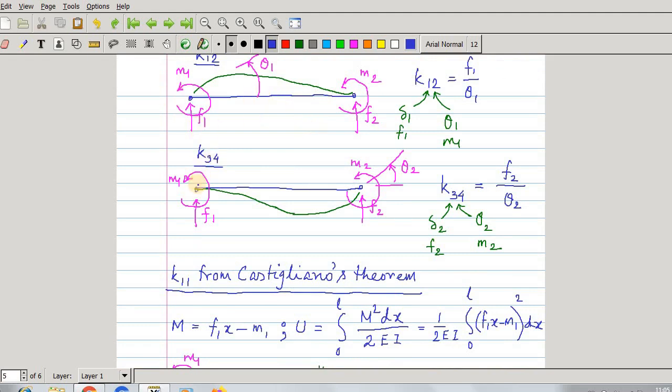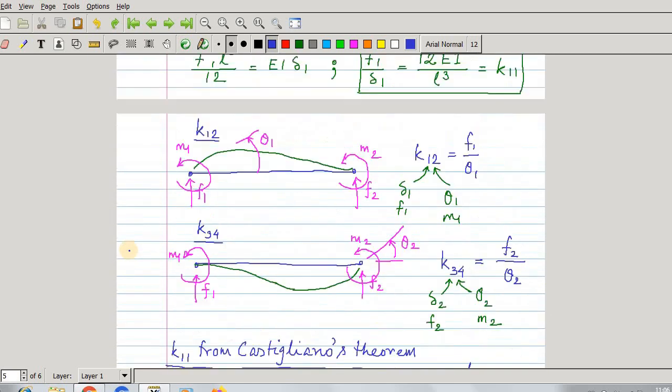Now what would be K34? What is the diagram for K34? So force at 3 due to unit displacement at 4. Unit displacement at 4 means this is positive theta 2 given. So this is the fourth degree of freedom, theta 2 given, and delta 2, delta 1, theta 1 are 0. And you have to find out K34, that means force at the third degree of freedom, that means F2, due to unit displacement at the fourth degree of freedom, that means theta 2. So this is F2 by theta 2.